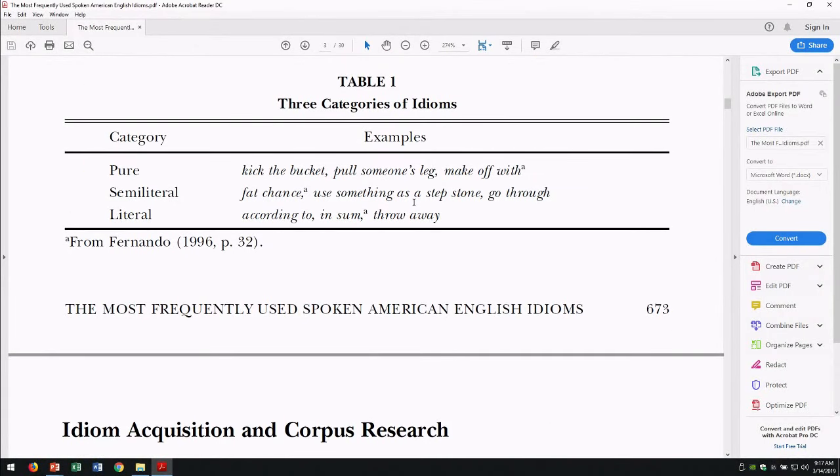So pure, which are "it's raining cats and dogs," "kick the bucket," things of that nature. But those, again, are not very common. Then the semi-literal ones, where the meaning is a little difficult to interpret based on the individual words, and then literal idioms as well, okay, which are the most common. And within this list, he includes phrasal verbs like take out, pick up, things of that nature.